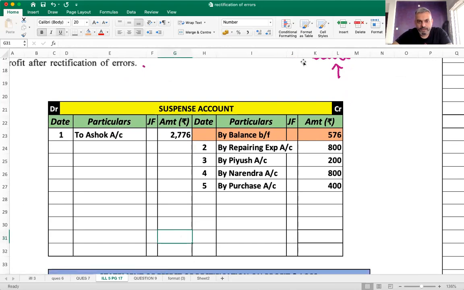Okay. Now let's see whether this suspense account is matching or there is still some difference. So as you can see, that debit side is equal to credit side, there is now no balance. So now suspense account ka balance becomes 0. Initially the balance was 576, but we rectified the errors and now we got this total debit which is equal to credit. There will be no balance over here.